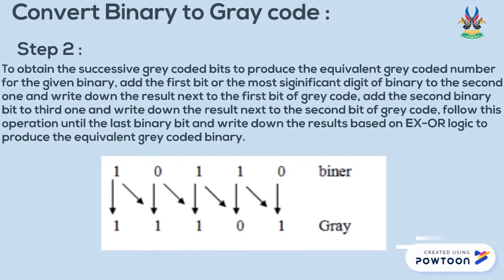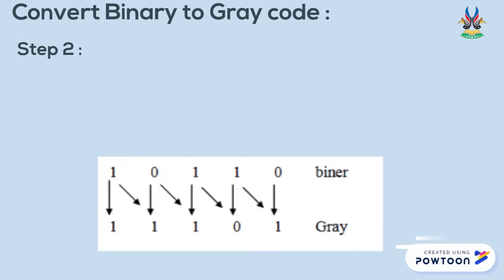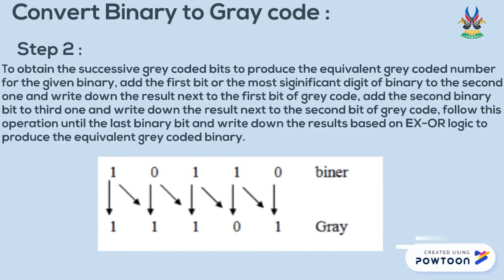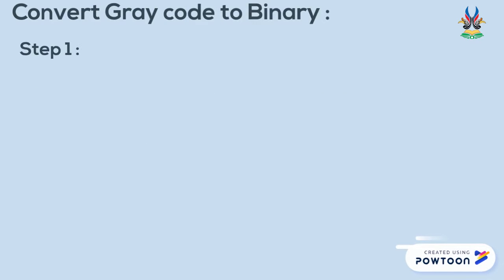Number 2. To obtain the successive Gray code bits to produce the equivalent Gray code number for the given binary, add the first bit or the most significant digit of binary to the second one and write down the result. Next, add the second binary bit to the third one and write down the result. Follow this operation until the last binary bit and write down the result, based on XOR logic, to produce the equivalent Gray code binary.